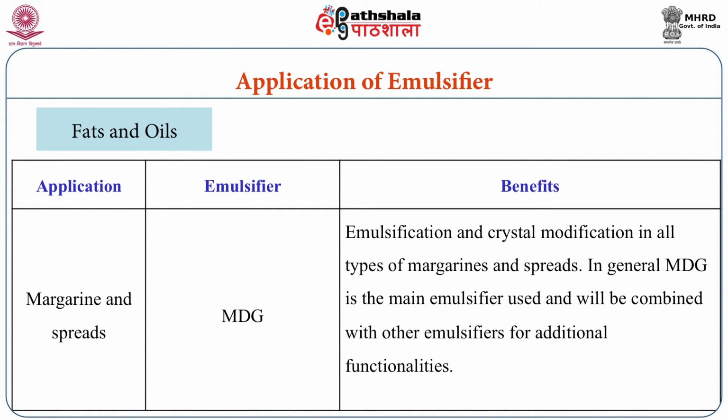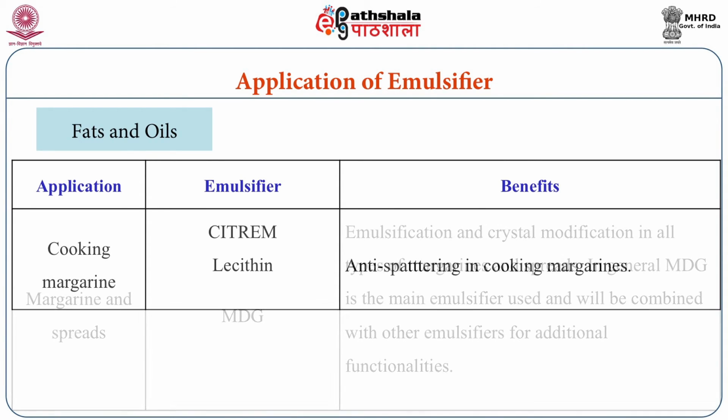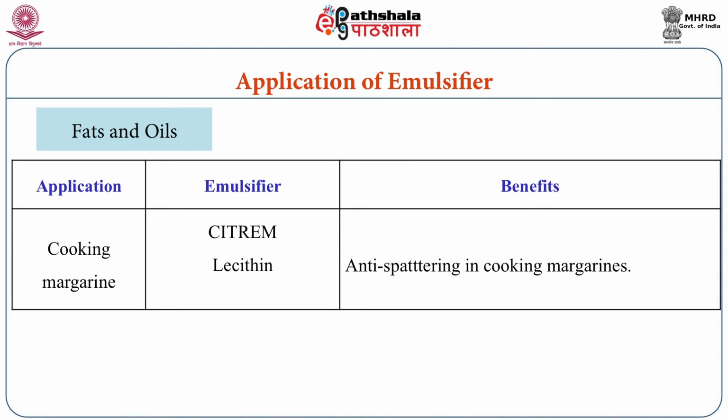In products like margarine and spreads, MDG can be applied, and that will help in emulsification and crystal modification in all types of margarine and spreads. In general, MDG is the main emulsifier used and will be combined with other emulsifiers for additional functionalities. In cooking margarine, citrem will act as an anti-spattering agent.